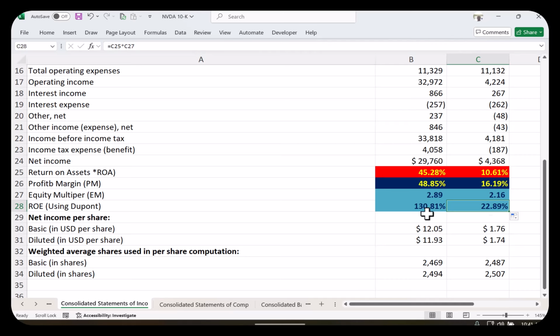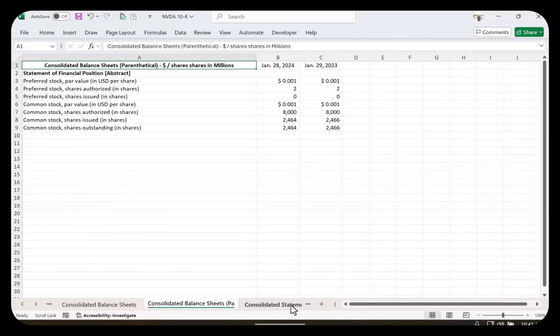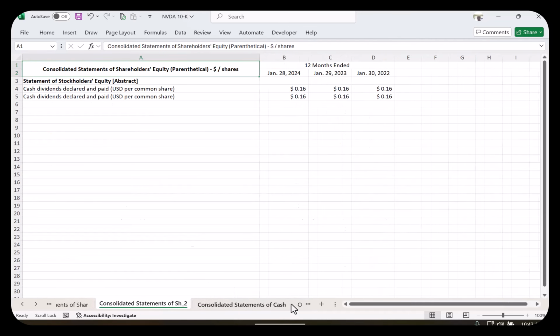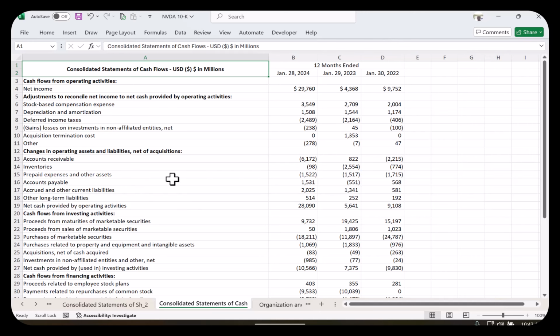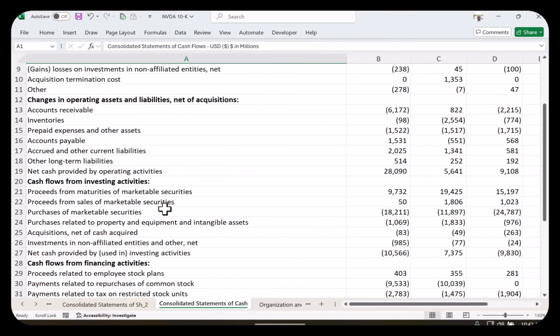So going from 23 to 130, you see the contributions from each piece. Quite a bit of it from PM, some from asset efficiency, and on top of that, you also have increased leverage. Why? Because NVIDIA actually did some stock buybacks last year. Even last year, if you look at their cash flow statements, let me make that bigger.